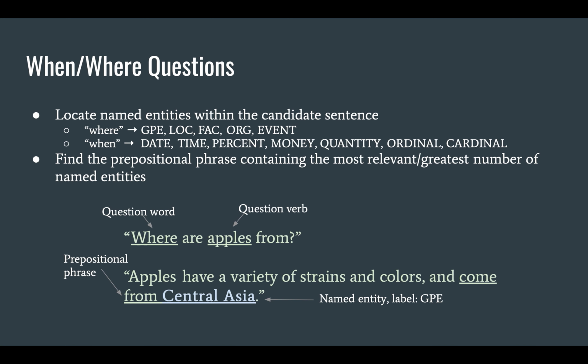Next, we try to answer when and where questions. We look for named entities. For where questions, we look for things like GPE, location, and organization, and for when, we look for quantities such as date and time. We try to locate the ideal prepositional phrase in the sentence that has the ideal named entity, and restructure it to create the answer.